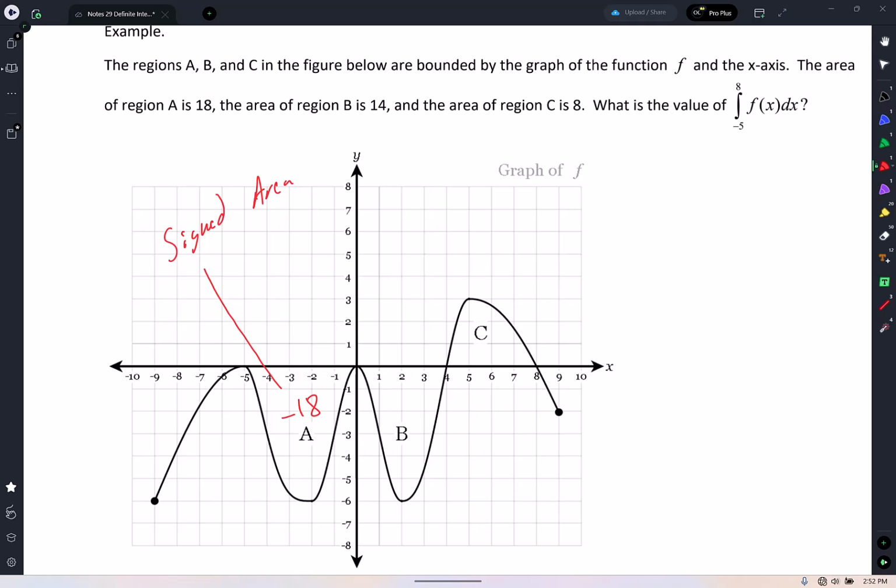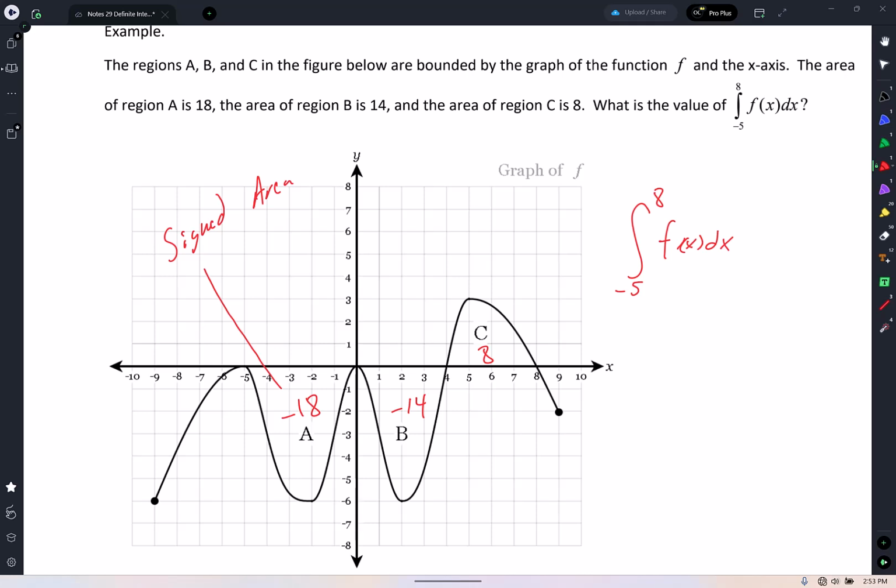The area of region B is 14. So what am I going to put down here? -14. And the area of region C is 8. What is the value? So they want the area under the curve from -5 to 8 of this function.